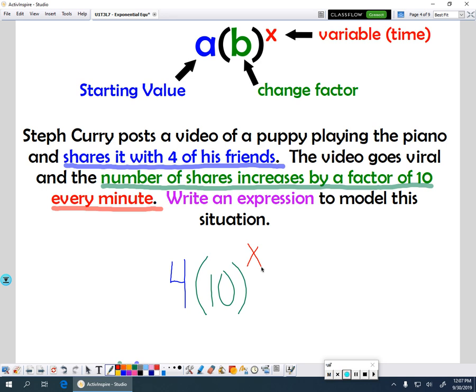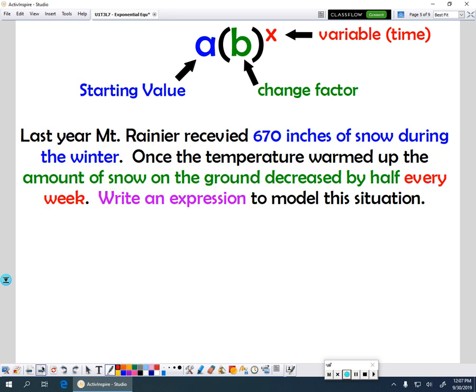Okay, tomorrow we'll learn how to solve these types of exponential expressions, but for now we're just learning how to identify the parts from a word problem. Let's look at one more example here. Mount Rainier received 670 inches of snow during the last winter. Once the temperature warmed up, the amount of snow on the ground decreased by half every week. Write an exponential expression.